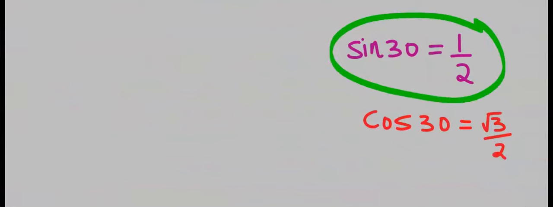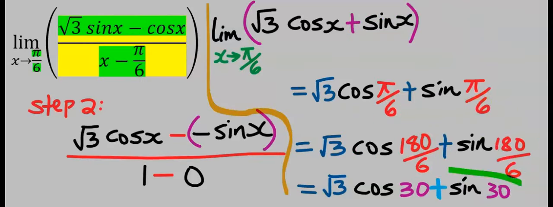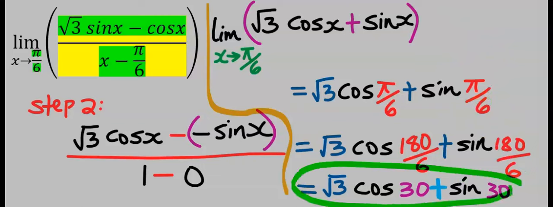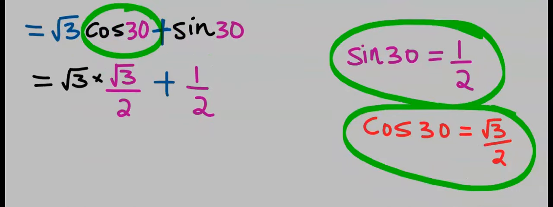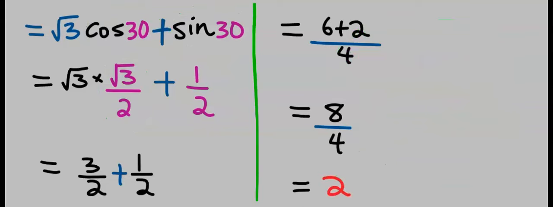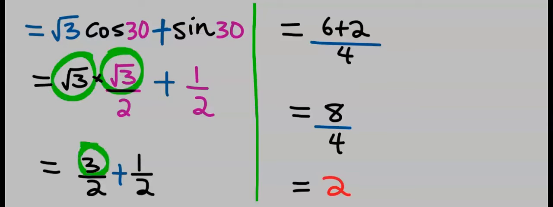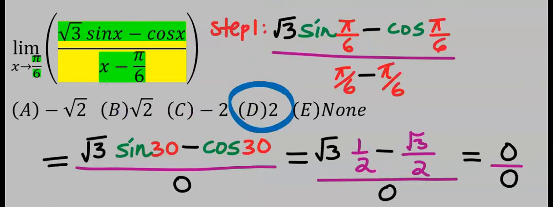Sine 30 is 1 over 2, and cos 30 is root 3 over 2. Hence, this will become this, because cos 30 is root 3 over 2 and sine 30 is 1 over 2. If you solve carefully, your answer is 2. Remember that root 3 multiply root 3 will give you 3. And 2 becomes our final answer. And from the options, our answer is D.